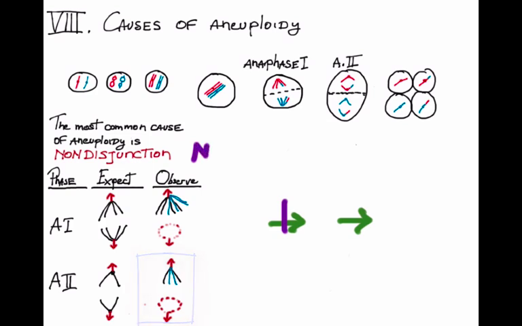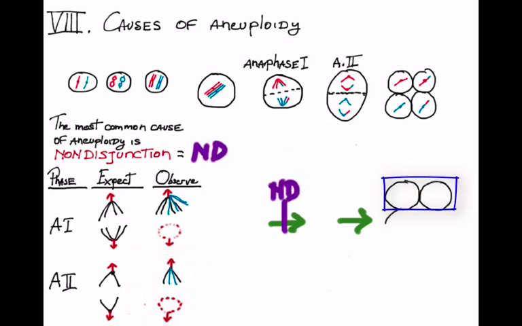Consider the result of nondisjunction at A1. 2 of the 4 cell products, in this case the gametes, inherit 2 copies of the missegregated chromosomes. The other 2 cells inherit none. For clarity, we only show the events affecting a single chromosome type. The other chromosomes segregate properly and are not shown.